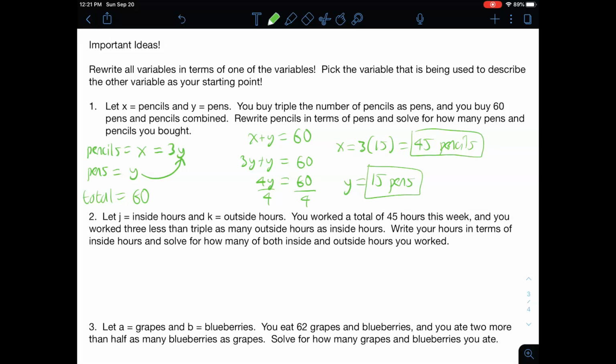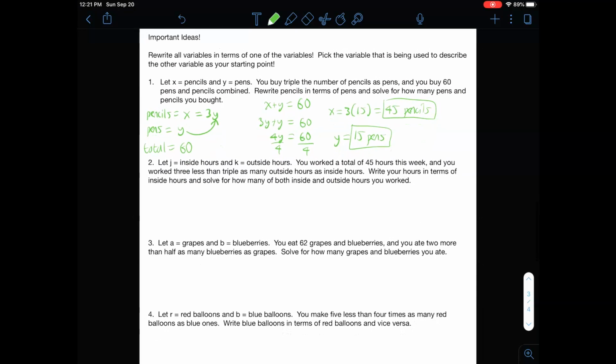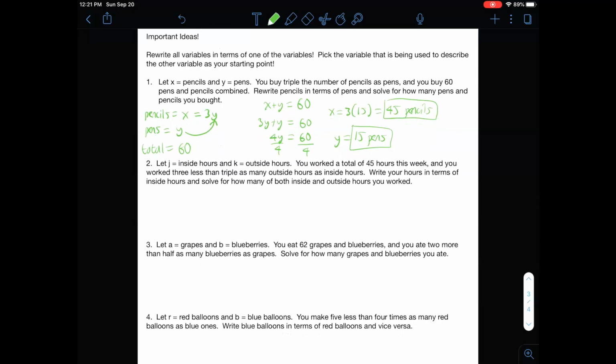Is 45 pencils 3 times as many as pens? It is, that's correct. Okay, if I didn't make it clear, you guys should write down these problems and try them on your own first, and then I'll go through the examples in a second here. So work on number 2, and then we'll go through the answer.